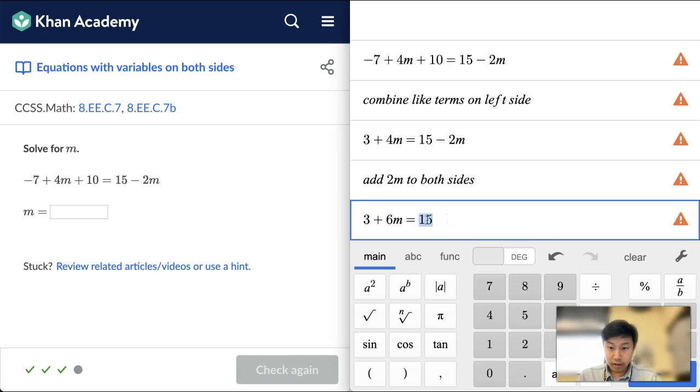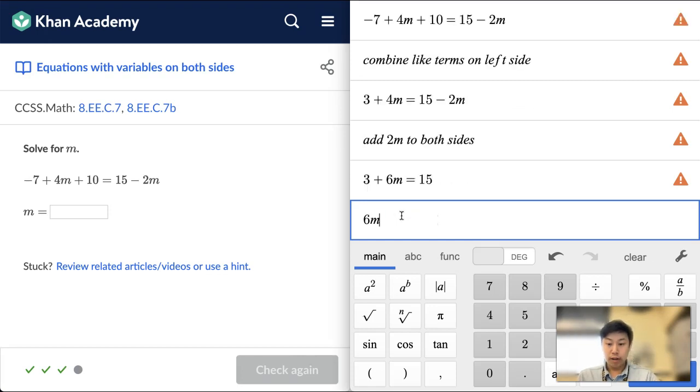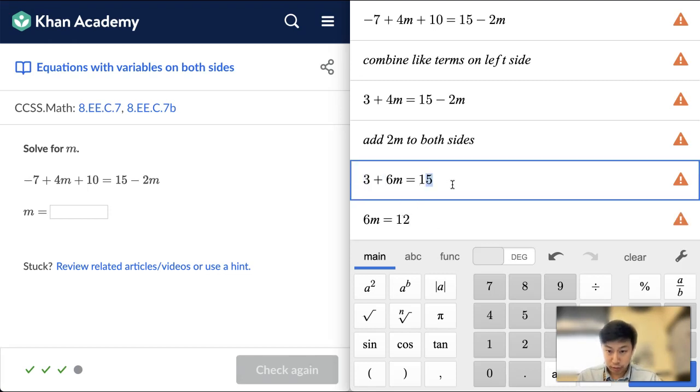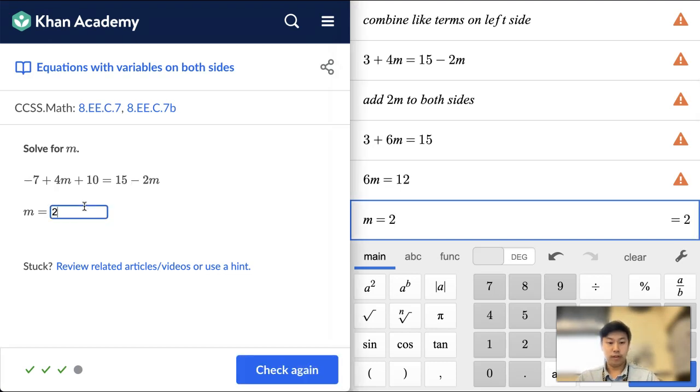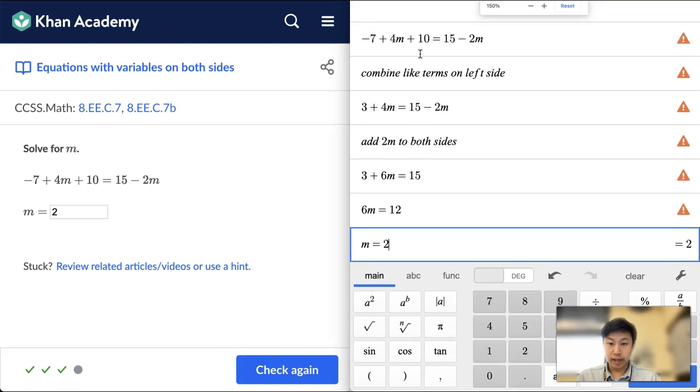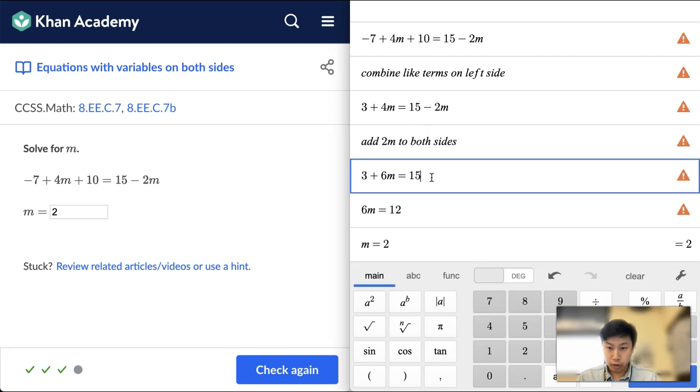So from here, you're solving a 2-step equation. You're going to subtract 3 on both sides. 3 minus 3 is 0. 15 minus 3 is 12. Divide both sides by 6. You get m equals 2. So again, the more important parts are this beginning. Definitely focus on that part for the video, but once you get into a 2-step or 1-step, it's more straightforward from there.